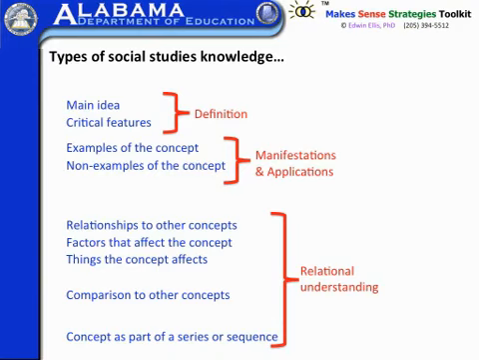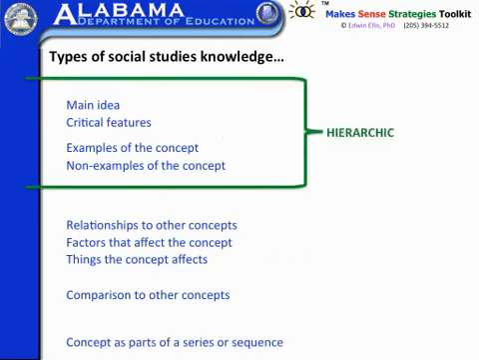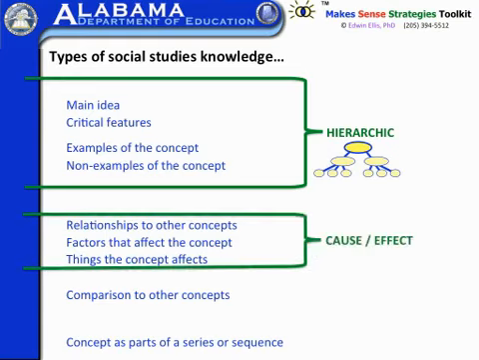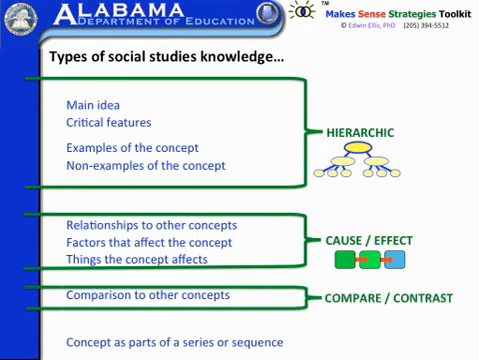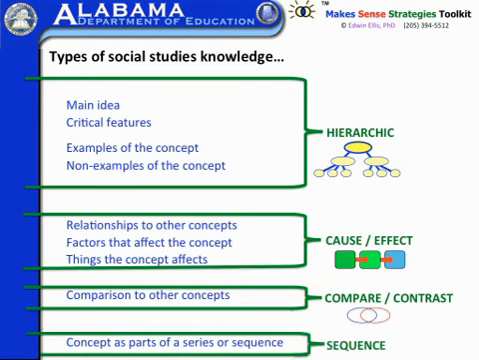Likewise, these last set all reflect in one degree or another what we call relational understanding, or the relationships between concepts. So if you were to take these different kinds of knowledge, basically main idea and critical features, examples and non-examples can all be structured in terms of hierarchic information structures such as webs. Likewise, relationships in terms of factors that affect and what the concept affects is cause and effect. Comparison sort of speaks for itself, compare and contrast. And the concept as a part of a series or sequence, that basically is dealing with sequential information.